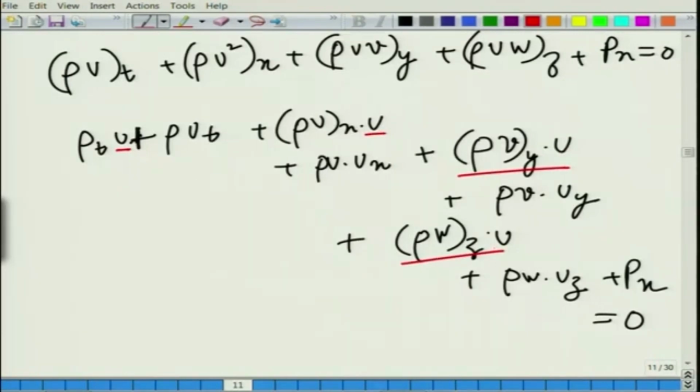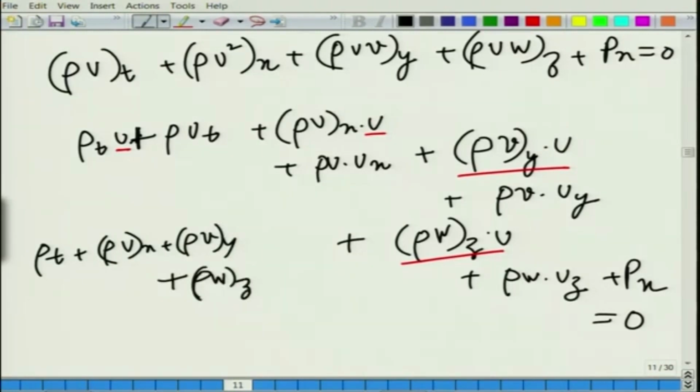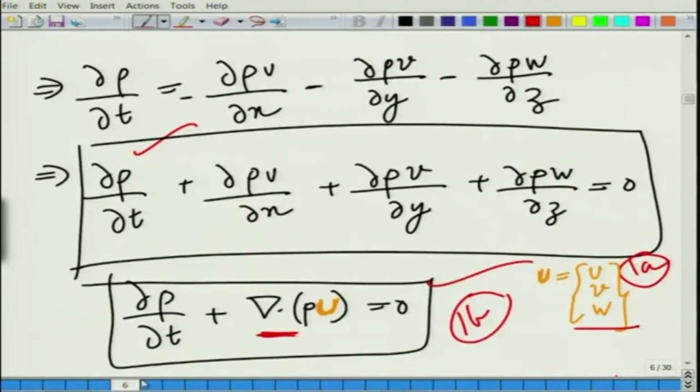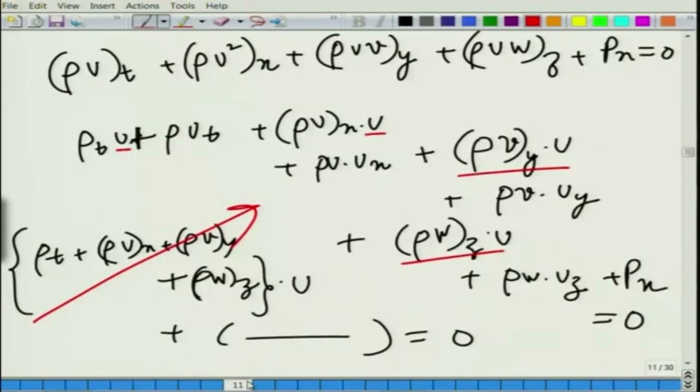So, this is nothing but we get basically your continuity equation, rho t plus rho u whole x plus rho v y plus rho w z, entire thing multiplied into u, plus all the other terms is equal to 0. So, clearly this term cancels away. Why? Because of your continuity equation that we derived here. Remember, I said just a while back that 1a is the form, or probably 1b, whatever it is, we will use, and we are indeed using that form.